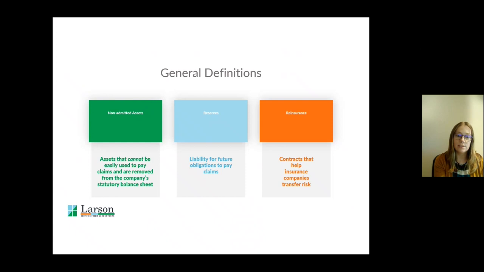Next is reserves. This is the liability for future obligations to pay claims. Again, this is following the conservative accounting to show future liabilities that the insurance company might have to pay claims. And then next is reinsurance, contracts that help insurance companies transfer risk. And we'll be going over that in more detail later.